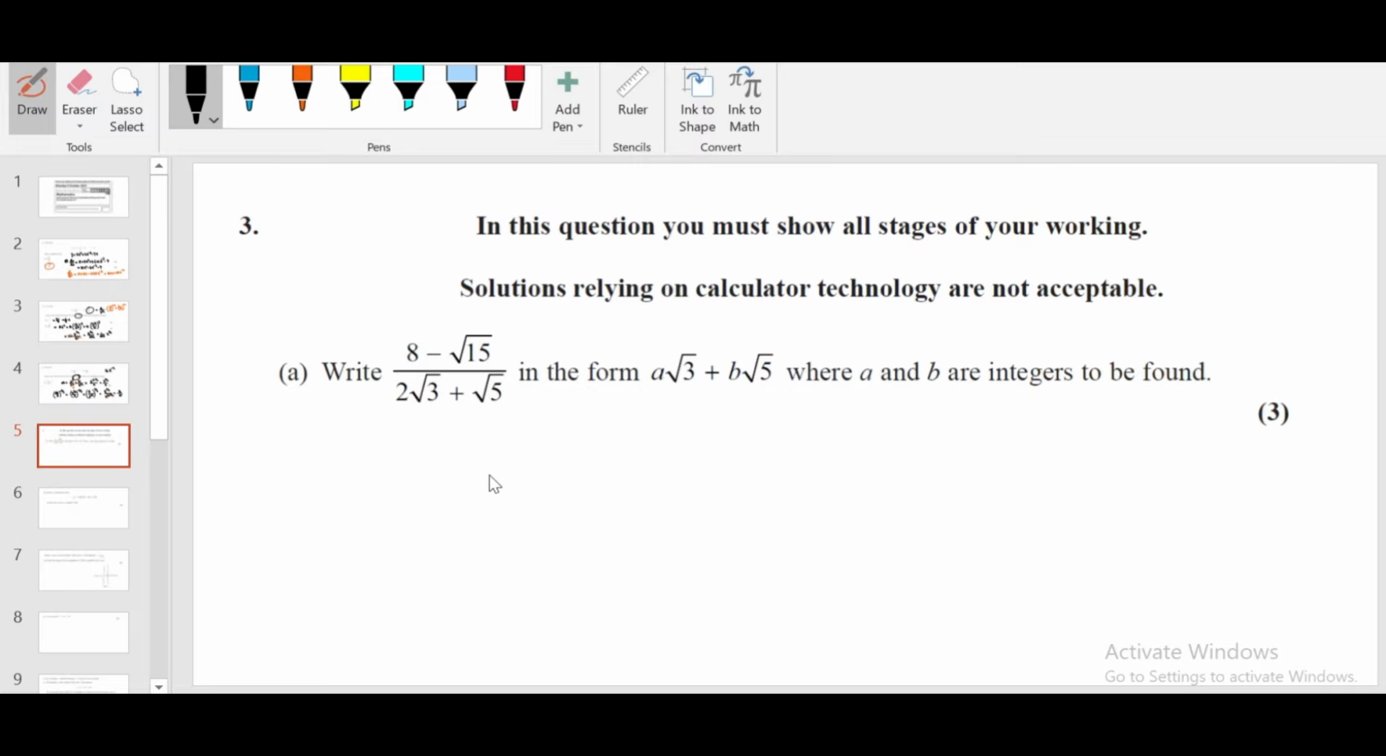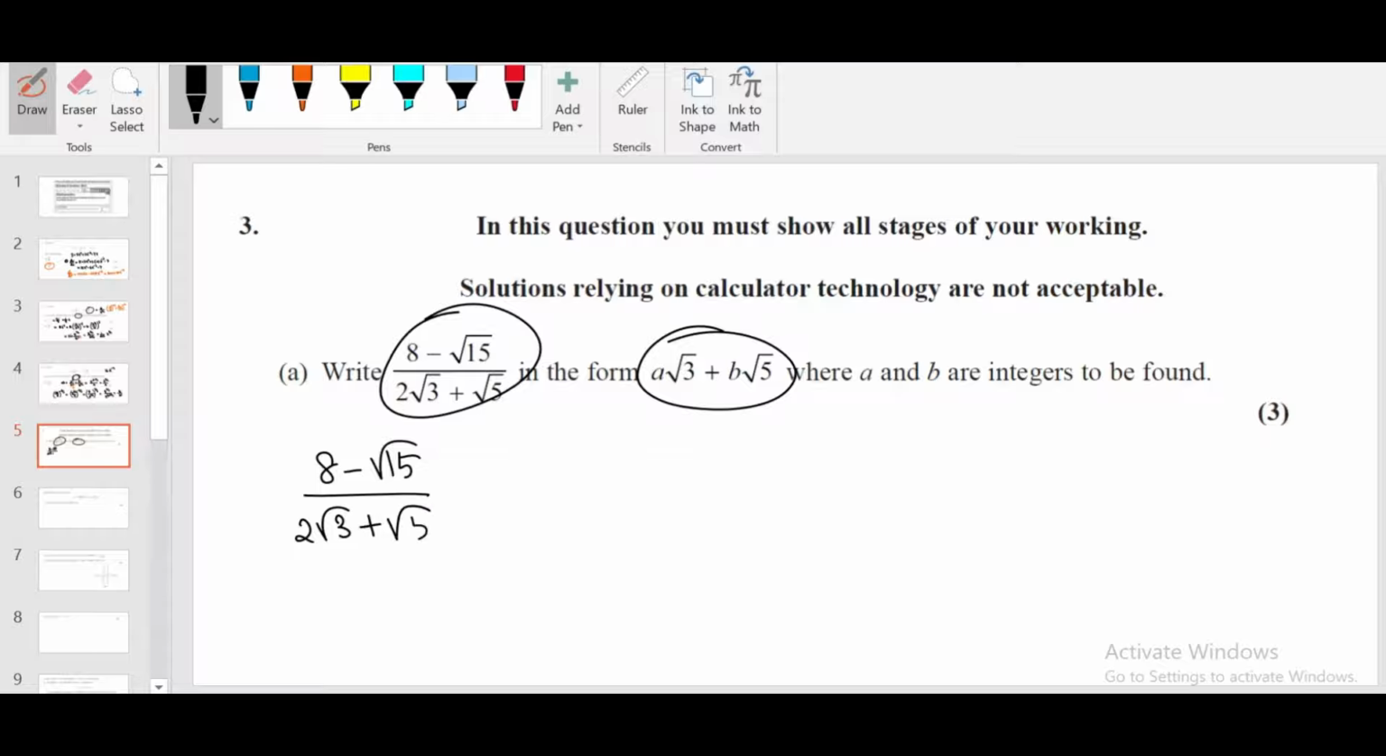Question number 3 is also from chapter 1, rationalizing the denominator. We need to rationalize the denominator here and write it in this form. So you can write it as 8 minus square root of 15 divided by 2 root 3 plus root 5. Take 2 root 3 minus root 5 and multiply and divide.